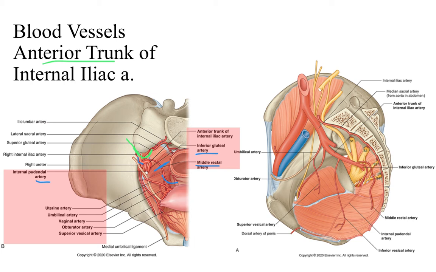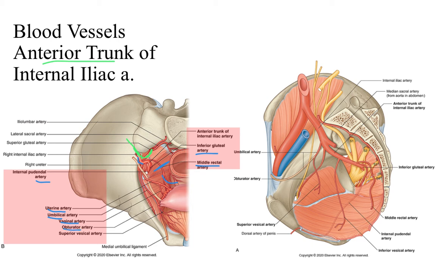Of course, that's going to supply many of the muscles and organs of the perineal region. All right, and then some other branches. Uterine artery, of course, would go to the uterus. Umbilical artery would go to the urinary bladder. Vaginal artery, of course, goes to the vaginal canal.